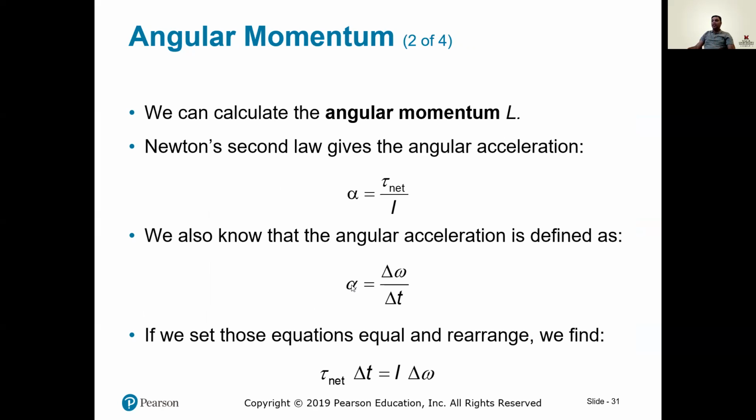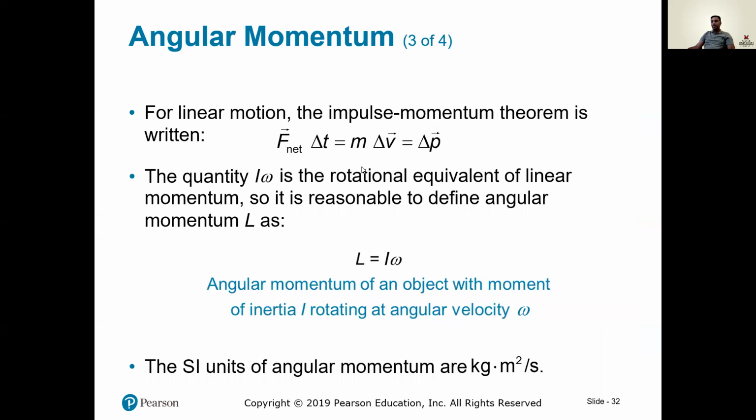We can say alpha equals delta omega over delta t by definition, the rate of change of angular velocity. If you substitute delta omega over delta t, you get tau net times delta t equals I times delta omega, right? Multiplying across. And this is basically the change of angular momentum, because the linear momentum was delta p, but mass was still constant.